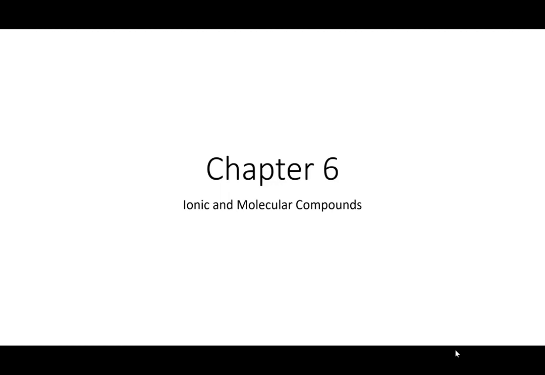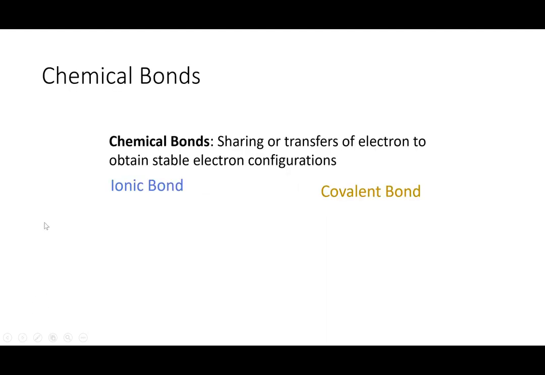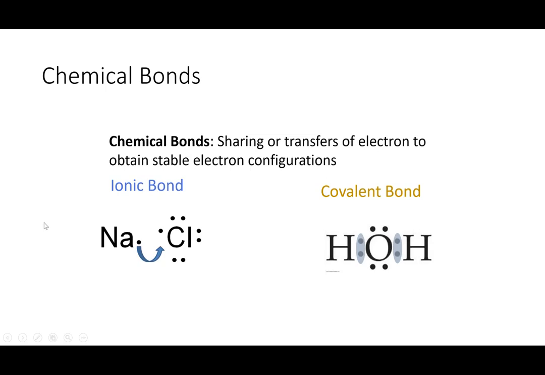All right, so today we're going to talk about covalent compounds. I've done a series of videos talking about ionic compounds, so now it's time to move forward into covalent. Just as a reminder, we've got two types of chemical bonds. We've got ionic and covalent.